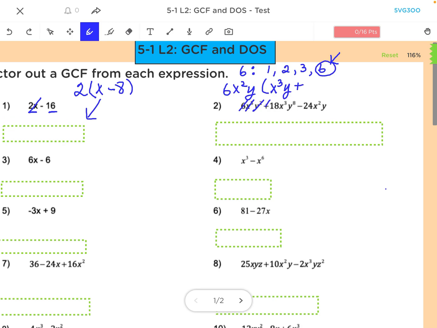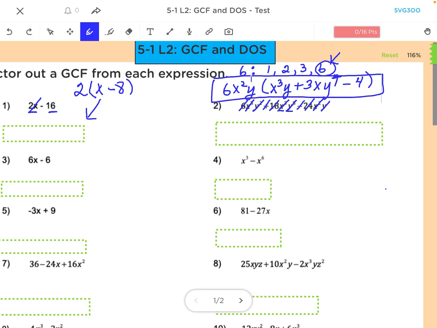The next sign is a plus sign. Then you have 18. 18 divided by 6 is 3. For the x's, you had x cubed. You pulled out an x squared, so there was only 1 x left. For the y's, you had y to the 8th. You pulled 1 out, so there's a y to the 7th left. Next comes a minus symbol. You had a 24. 24 divided by 6 is 4. All the x's are pulled out because you pulled out an x squared, and all the y's are pulled out. So this is your factored form.